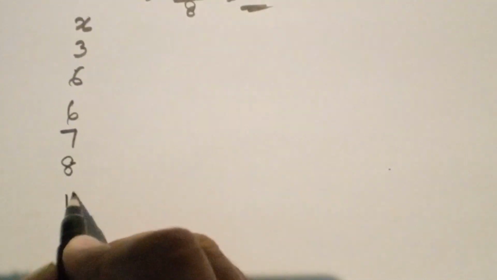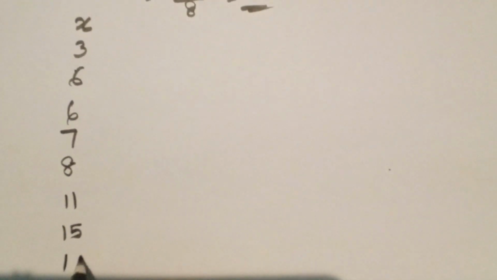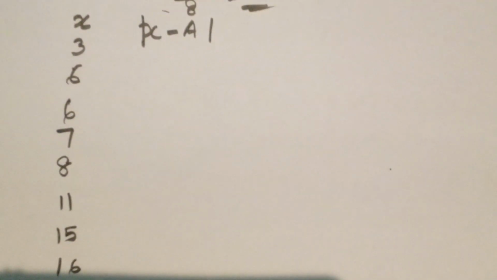So first I'll rewrite the question, no problem. It will be visible to you. x: 3, 6, 6, 7, 8, 11, 15 and 16. Now next we have to find x minus a, and I'm directly taking the absolute value. That means I'm directly ignoring the negative signs. In order to avoid confusion, you can first find x minus a with negative values and then ignore them. But here I'm directly substituting it in the formula.